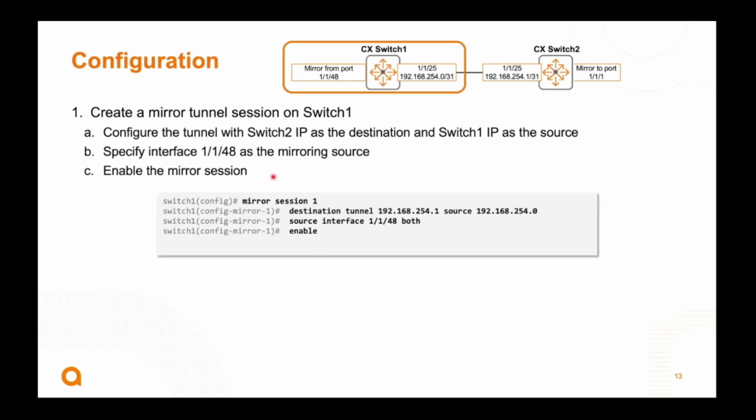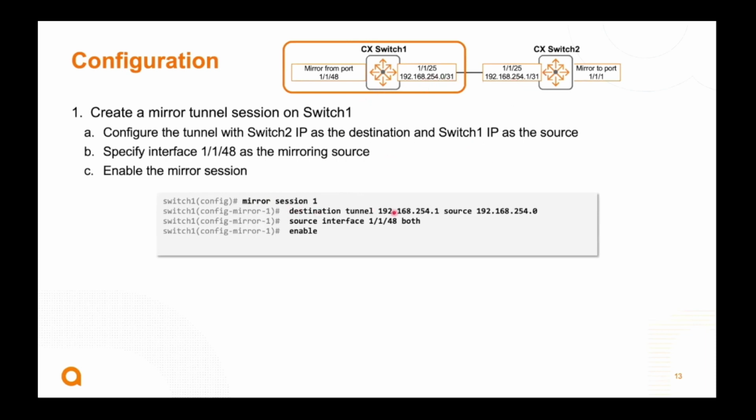All right, so how do you configure this? Pretty straightforward. We start with the source switch configuration, which is the one outlined on the left. First thing you do is create your mirror tunnel session on switch 1. So you create mirror session 1, and you configure the tunnel with your switch 2 IP address as your destination and switch 1's IP as the source.